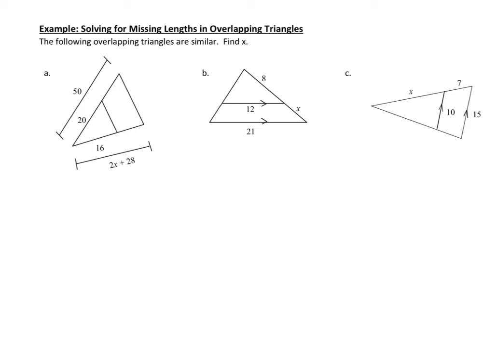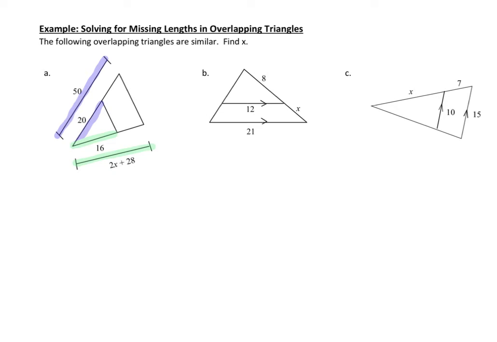So if you look at letter A, we have a smaller triangle here and then a larger triangle here. So that means that this side of the smaller triangle is going to correspond to this side of the larger triangle. Similarly, this shorter side of the triangle is going to correspond to this longer side of the larger triangle. So now we have enough information to write a proportion to solve for x.